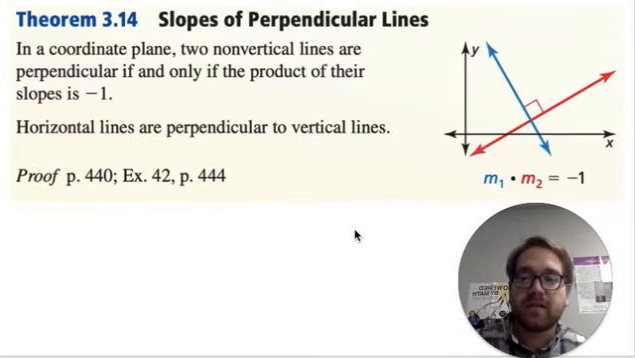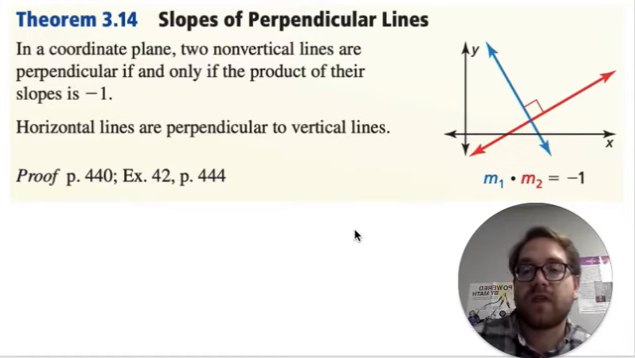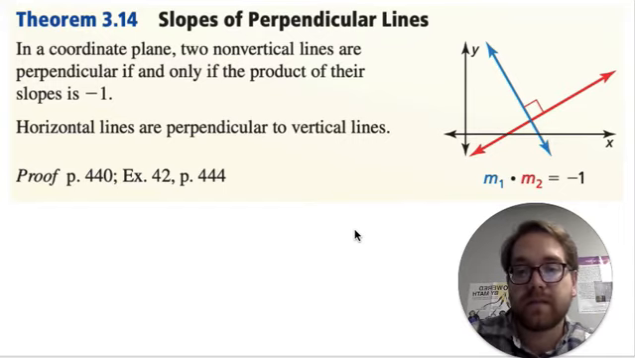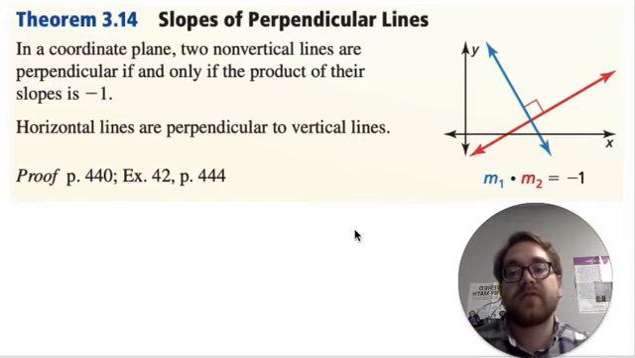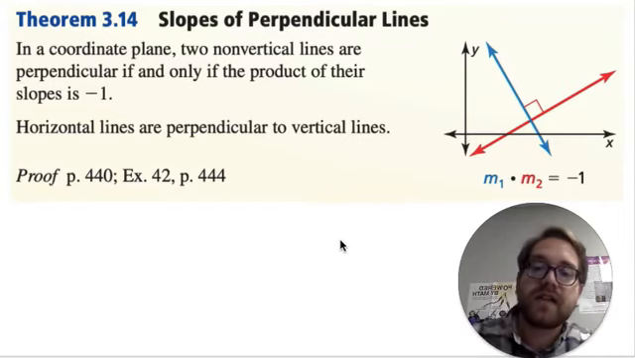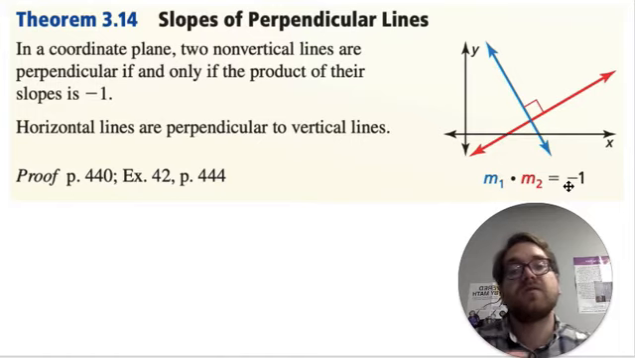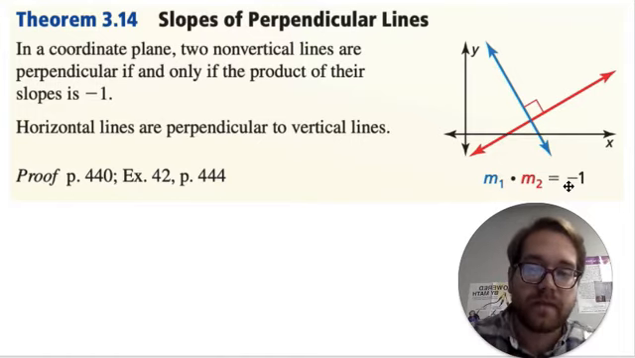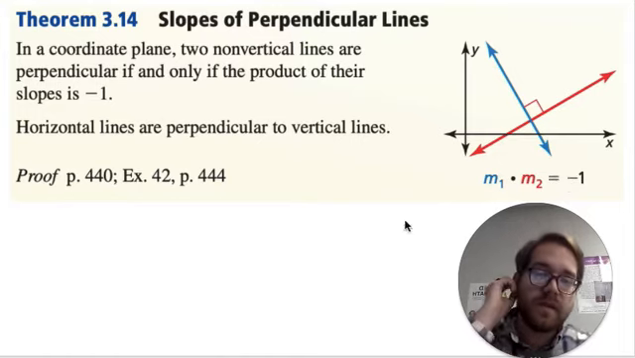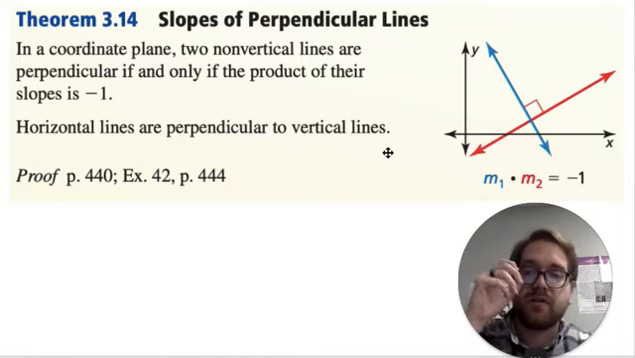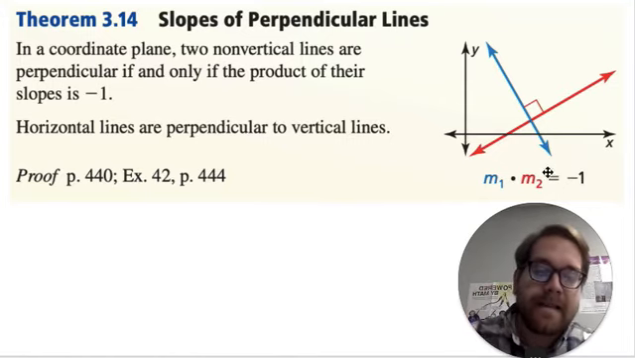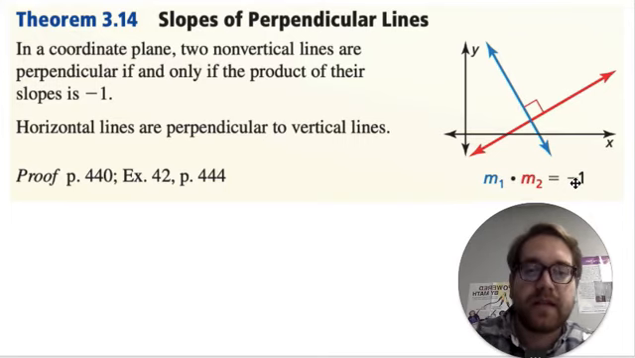For perpendicular lines, their slopes are a little different. In a coordinate plane, two non-vertical lines are perpendicular if and only if the product of their slopes is -1. So if I take the two slopes of these two lines and multiply them together, and I get -1, that means those two lines are perpendicular to each other. Okay? And we can also say horizontal lines are perpendicular to vertical lines. And so these two lines are perpendicular to each other because when their slopes are multiplied together, they get -1.